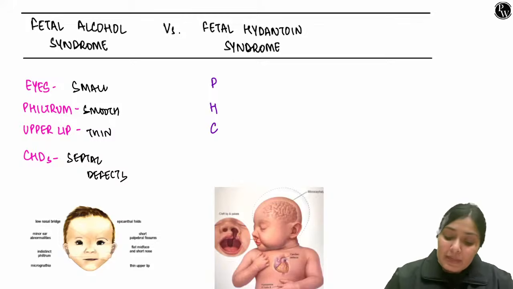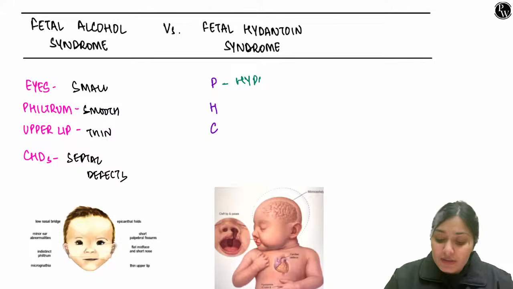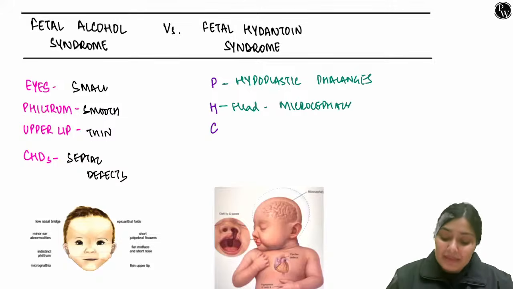So PHC, P is for phalanges. They have hypoplastic phalanges. H is for the head. They have a small head, that is microcephaly. And C is for cleft lip, cleft palate.